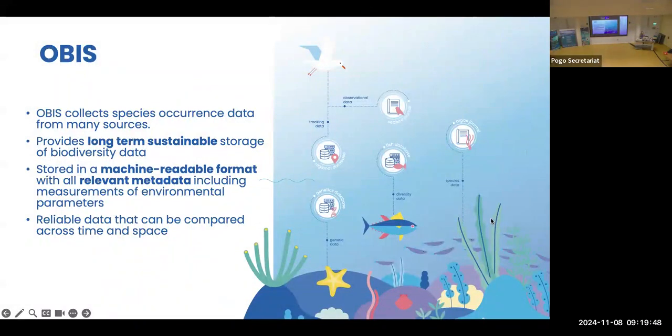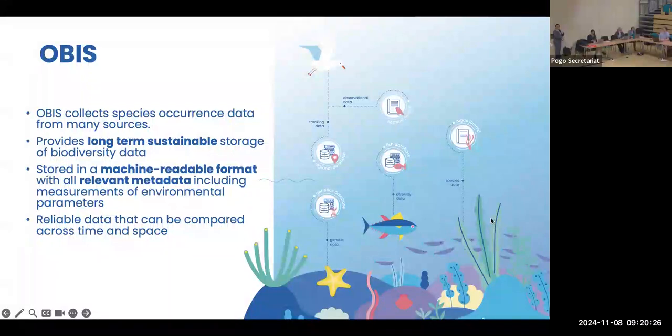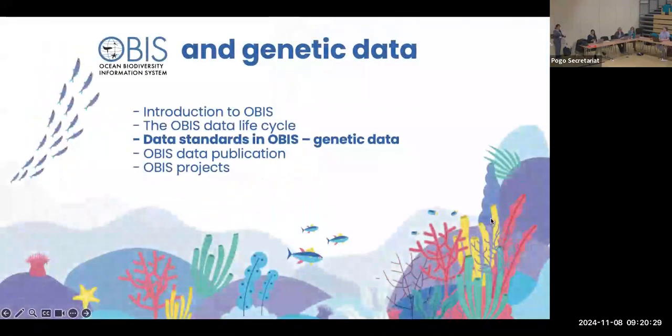The idea is that we provide long-term sustainable storage of biodiversity data. It's machine readable, with all relevant data possible to add to OBIS. That includes measurements of environmental parameters, so it's not only biodiversity information. We want to provide reliable data that can be compared. Of course, we adhere to the FAIR principles, and that's why we have the data formats that we use that are shared around the world. That can sometimes be a little bit difficult and complicated, but it's really worth the effort to get into that data standard and share your data, because this is really a community standard.